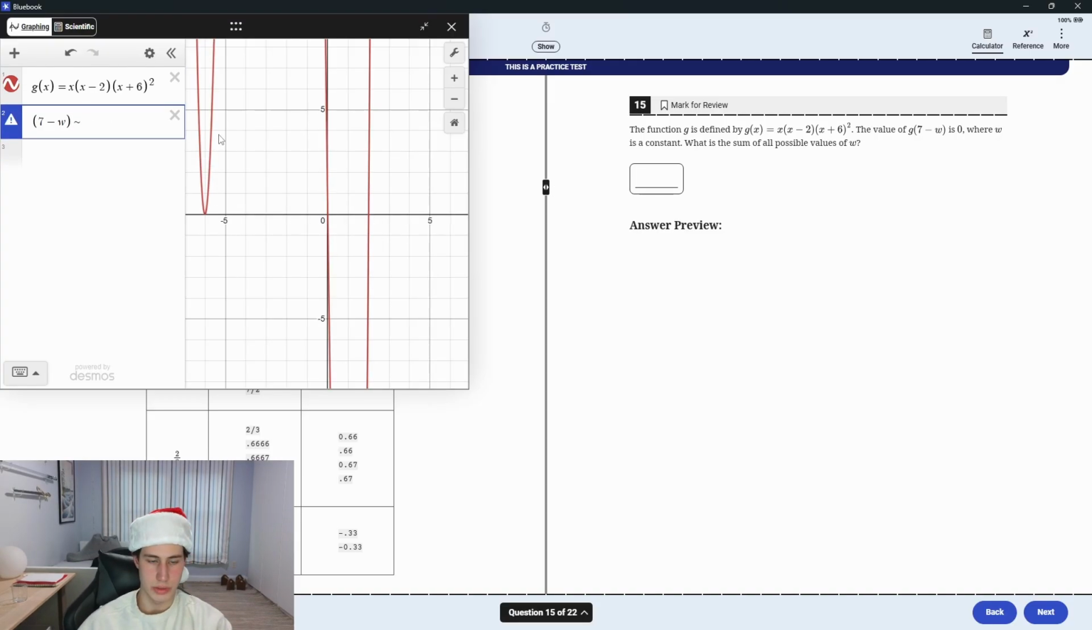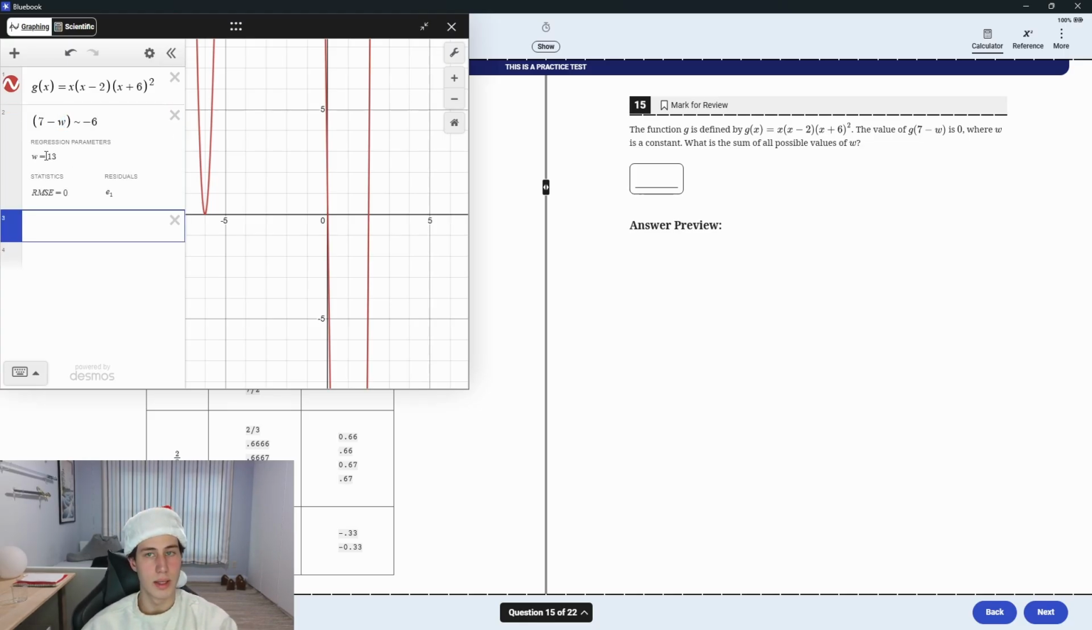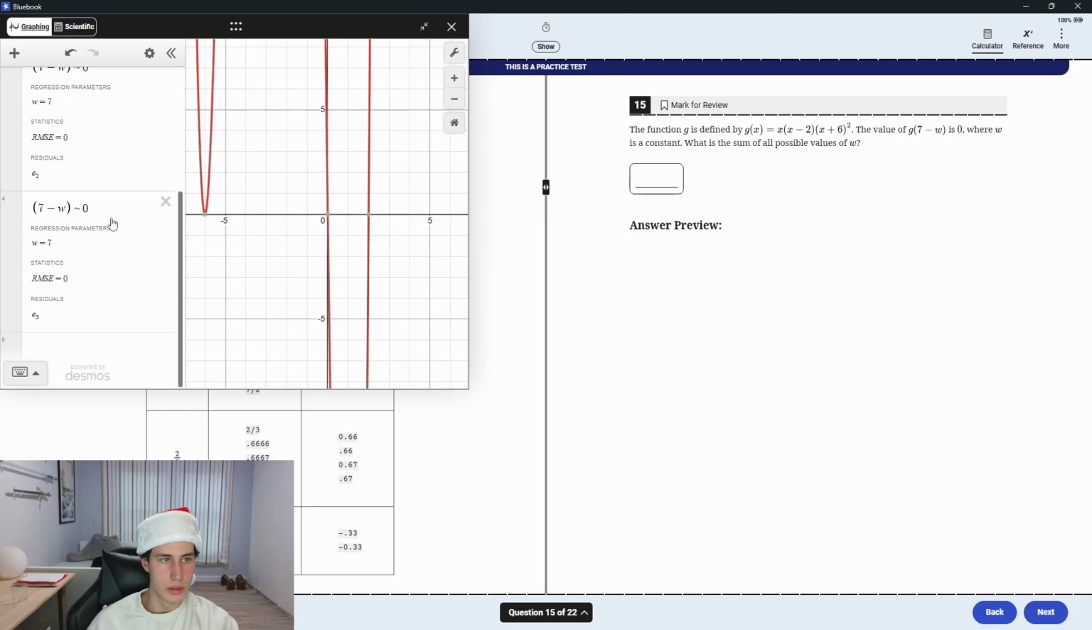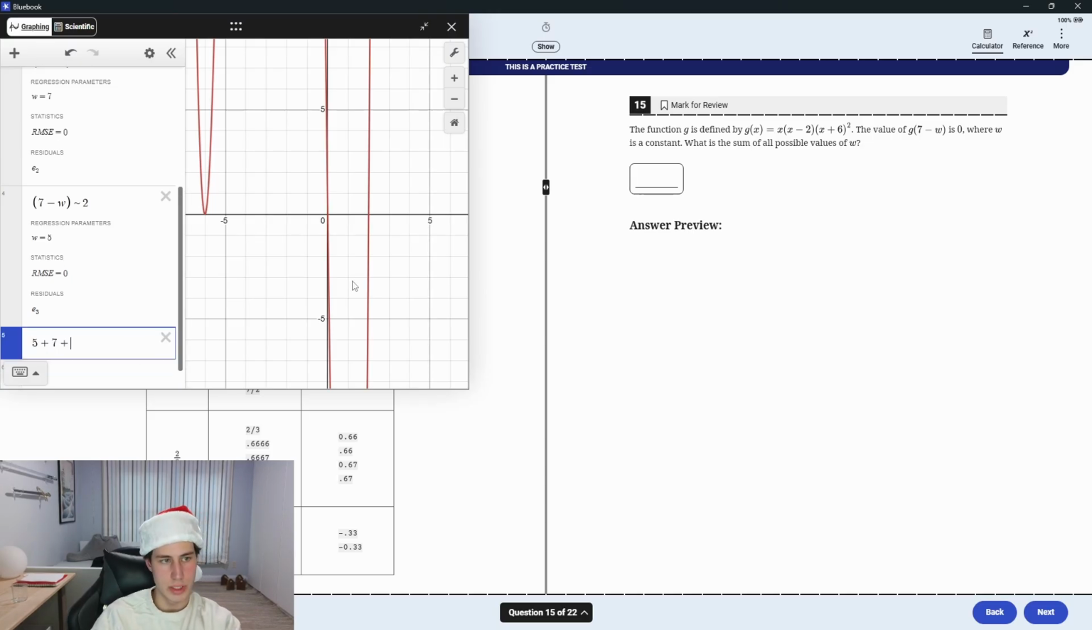So we can set a regression, and then have it solve for all the possible values of w, and then add them all up. Sorry. So, let's do that for all the different possible answer choices. So we have 13, we have 7, and we have 5. So 5 plus 7 plus 13 is 25.